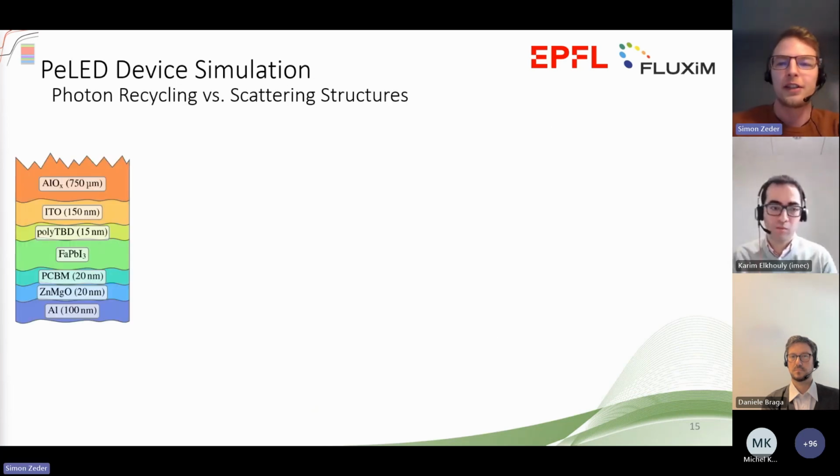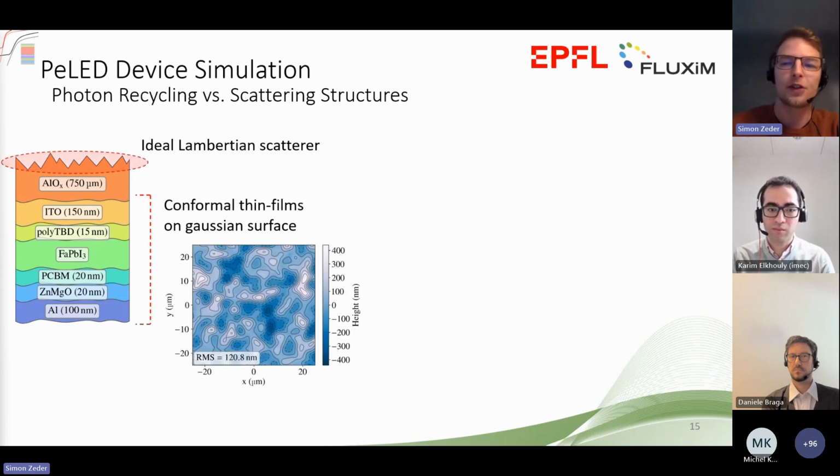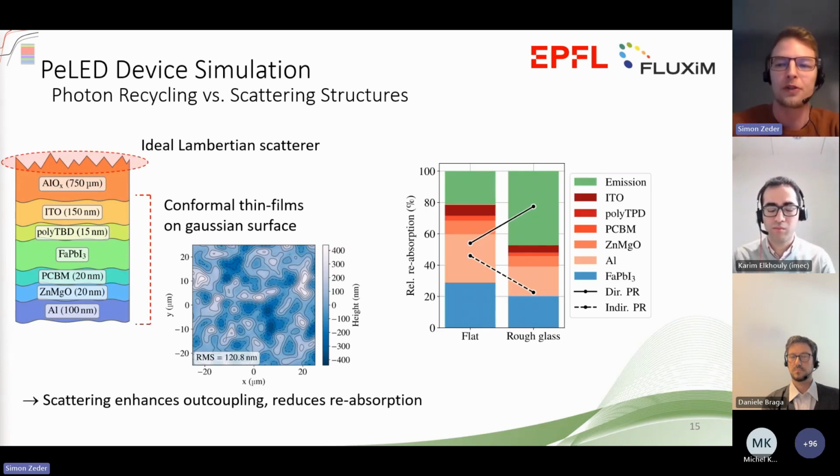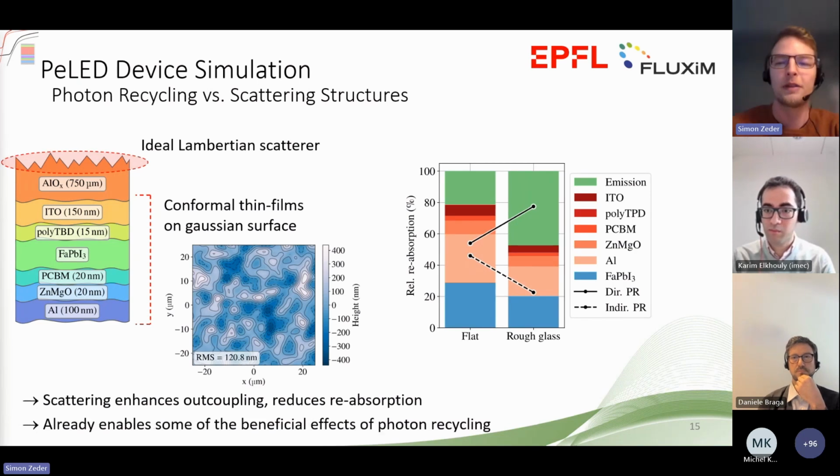Now, finally, we also recently conducted an investigation into the effect of scattering structures on the EQE of a very similar device, where the outside surface of the glass substrate was now assumed to be an ideal Lambertian scatterer. And as expected, the Lambertian surface led to a large increase in outcoupled light, which, however, in turn decreased the internal reabsorption, both parasitic as well as in the perovskite. And this is actually an important implication on the effects of photon recycling, since the scattering interface now already kind of enables some of the beneficial effects usually attributed to photon recycling.